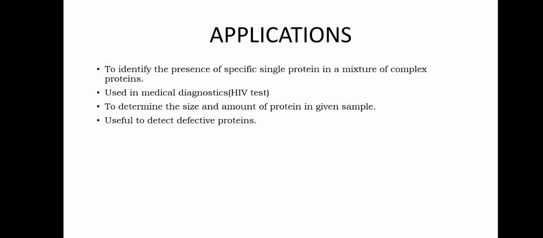Applications of Western blotting. This technique is used to identify the presence of a specific single protein in a mixture of complex proteins, and is used in medical diagnostics, such as the HIV test, to determine the size and the amount of proteins in a given sample, and is useful to detect defective protein.